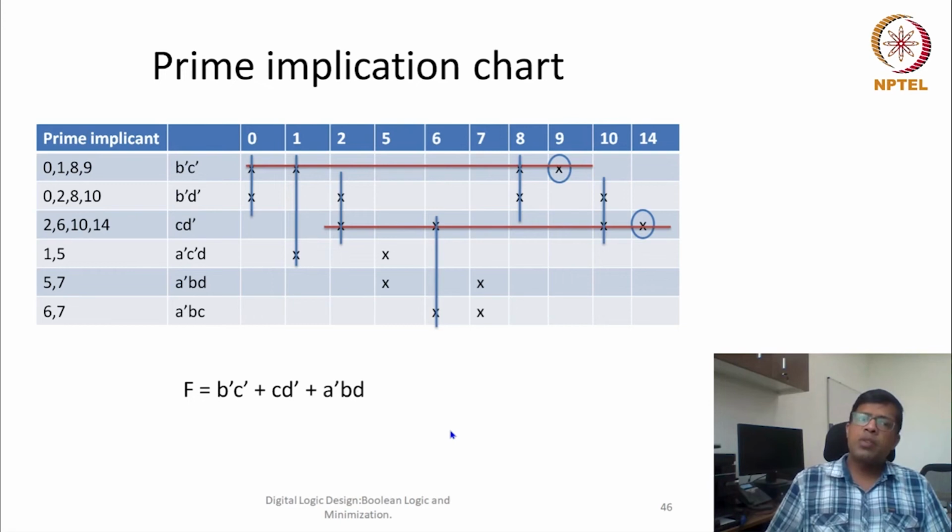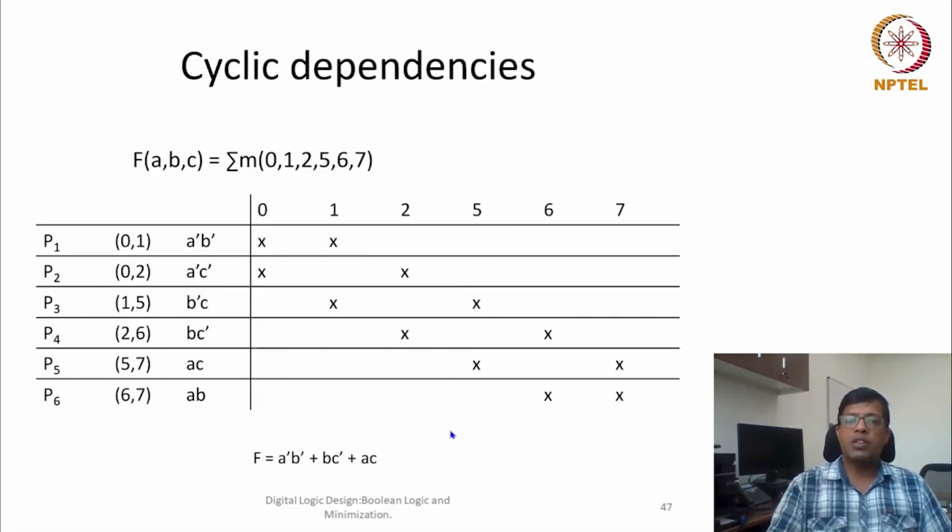Now sometimes whenever we are covering, some special challenges can come. For example, we don't see any term which creates an essential prime implicant. Let's say for this particular example, my function is ABC, it has only 3 variables, A is the most significant one, and the total min terms are 0, 1, 2, 5, 6 and 7. I have already created the possible prime implicants, and I've also created this prime implicant chart.